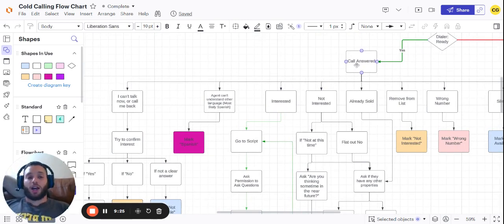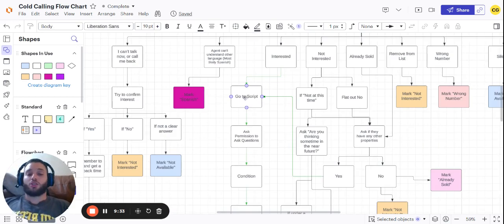Okay, so here's the main event, the good ones, the ones we're looking for. If the dialer calls someone and you give them your spiel, and they say, yes, I'm interested in considering an offer on selling my house, you go to the script. Y'all know the script. This is kind of an outline of the script, but there's more info regarding the script right here. So you go to the script, you ask permission to ask questions.